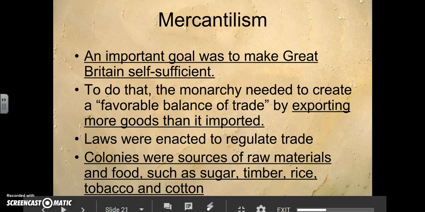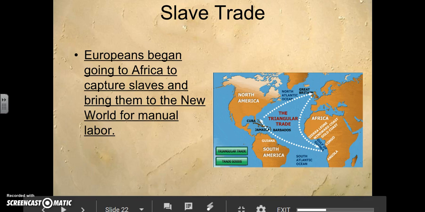Colonies. Why were colonies so important? Colonies were sources of raw materials and food such as sugar, timber, rice, tobacco, and cotton. When we talked about the slave trade, Europeans began going to Africa to capture slaves and bring them to the New World for manual labor.